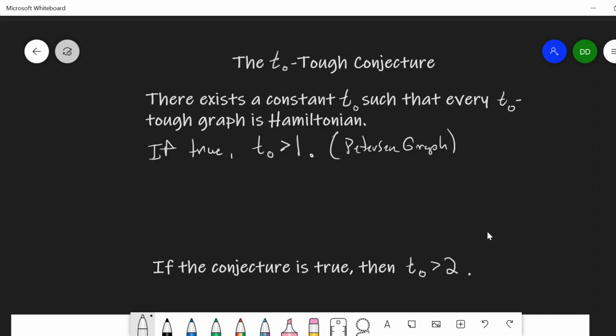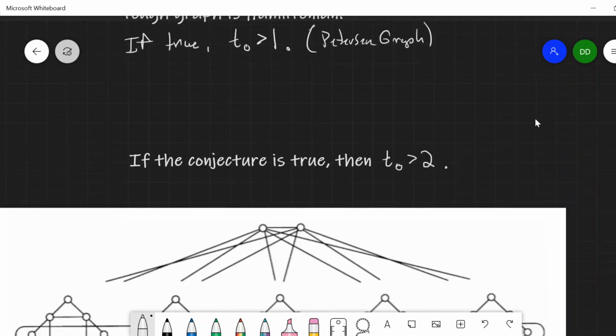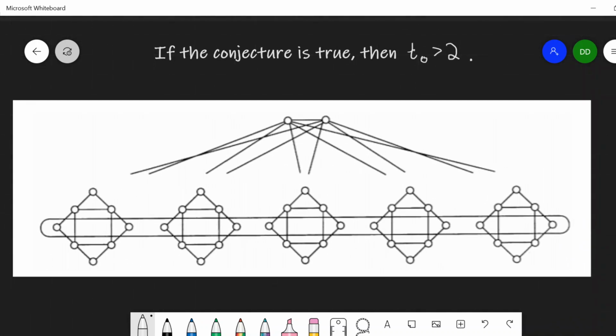Well, a group of researchers in 2000 showed that if the conjecture is true, then t-naught has to be strictly bigger than 2. So what they did is they gave an example of a graph that was 2 tough, but not Hamiltonian. Here's the graph taken directly from the paper. Our book shows a slightly different drawing of the graph. But the idea is to take this graph, which they called L, and copy it 5 times, and pick the specific pair of vertices in each copy of the graph. And we're going to join all these up.